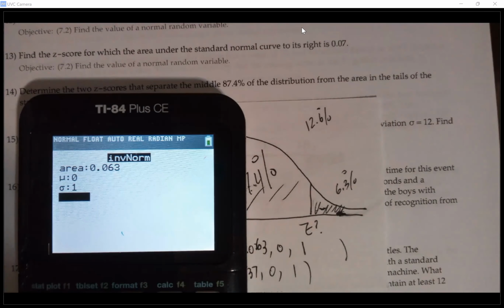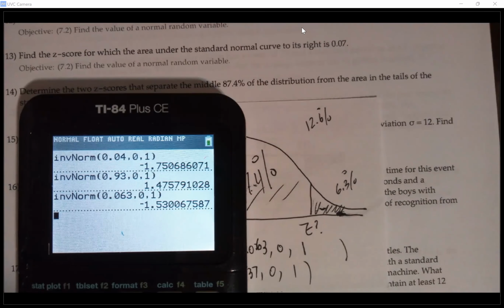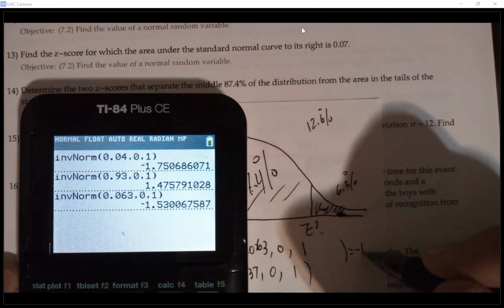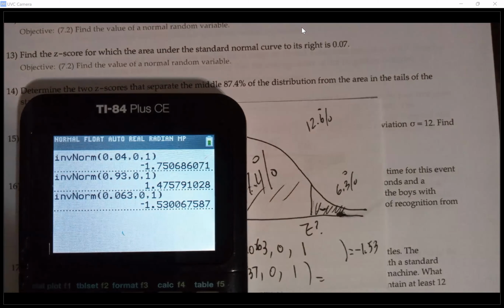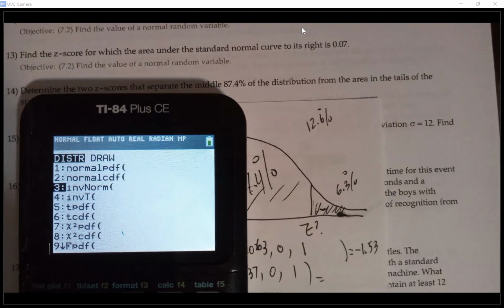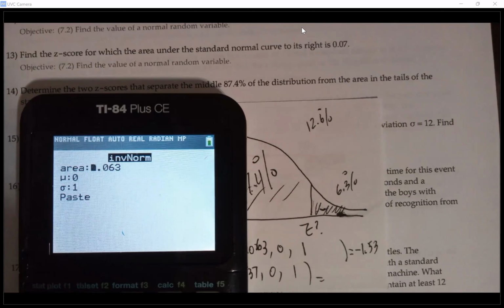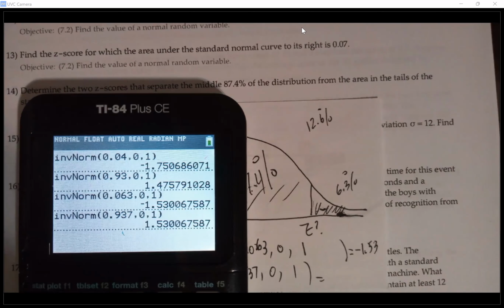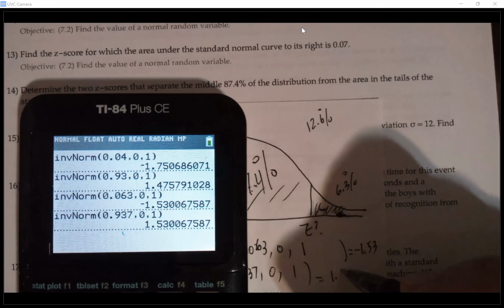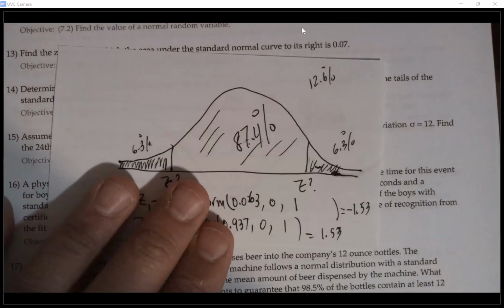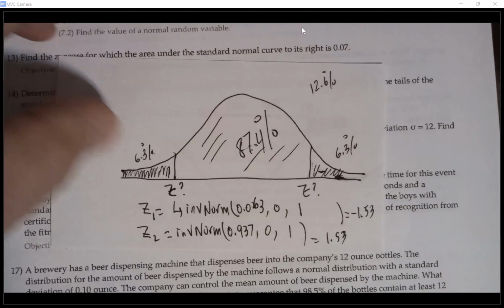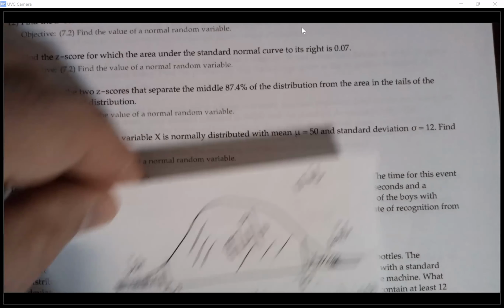0.063, negative 1.53. And guys, you should know that this is going to be 1.53. 0.937. There you go. Same thing, but positive. So these are the two Z-scores. And that was number 14. Okay.